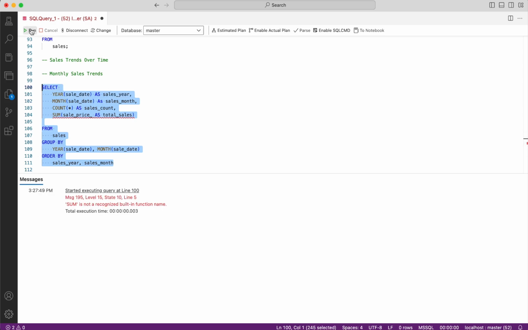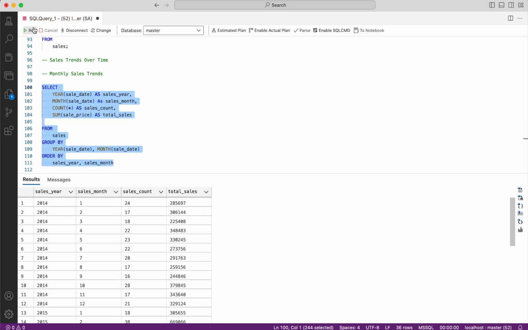Okay, let's see what we did wrong. Let's come here, get rid of this. Okay, perfect. So let's take a look at our data. So we have sales year, sales month, meaning 2014, the first month, January, a sales count of 24 vehicles, totaling $285,000 in total sales. Now, if you wanted, you could also add a profit column. But for the sake of this, we're just going to leave it at total sales.